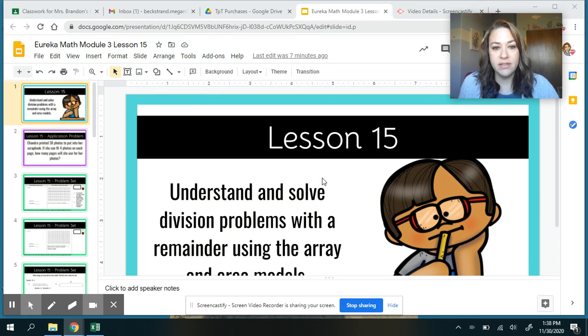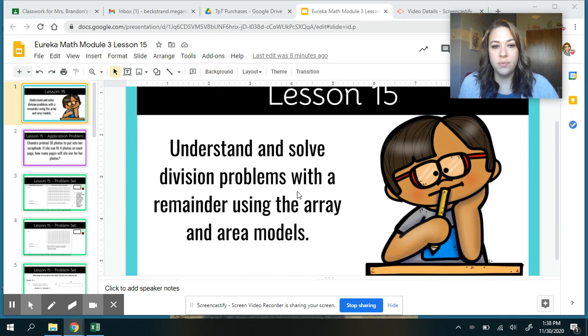So module 3, lesson 15, where we will be working on understanding and solving division problems with a remainder using the array, which was what we did in lesson 14 with the dots and the circles. That's called an array, and area models. So we're going to see what that looks like today.